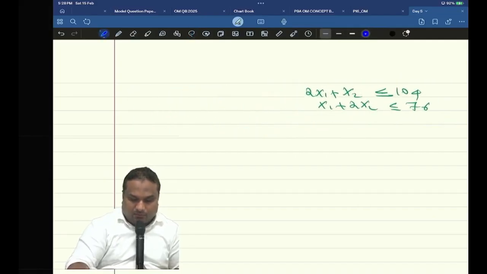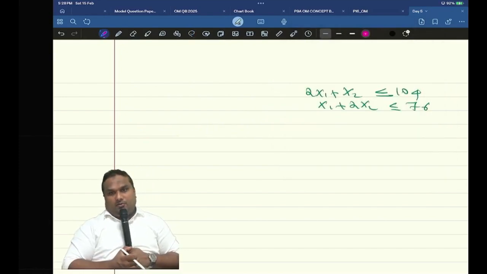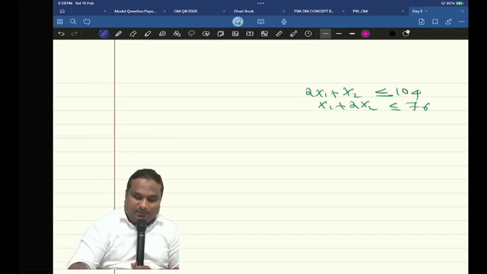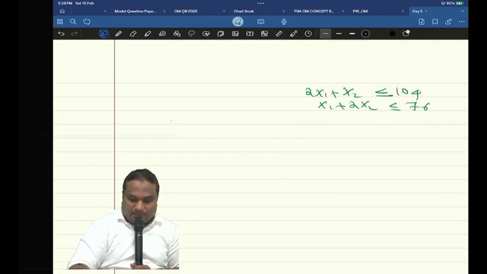Now, if you want to find the point of intersection of two equations in linear inequality, simply solve these two equations. This is 9th standard stuff. 2x1 plus x2 equal to 104, and x1 plus 2x2 equal to 76.